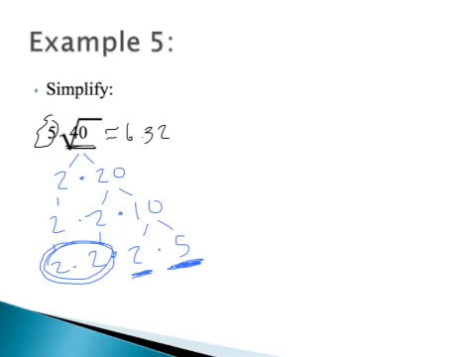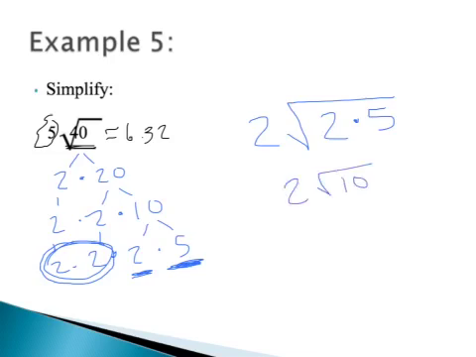So we're going to draw our house. And remember, the buddies can go out. So the pairs of 2's can go outside. And this time, left over, we're going to have a 2 left in the house, and a 5 left in the house. So we're going to multiply those guys together, which will give us a 2 square root 10.